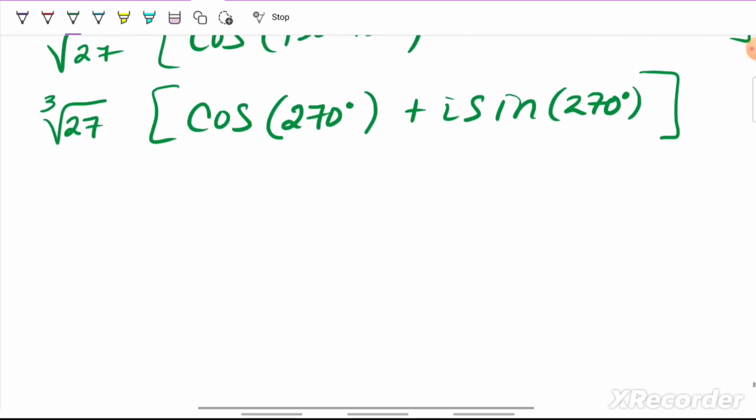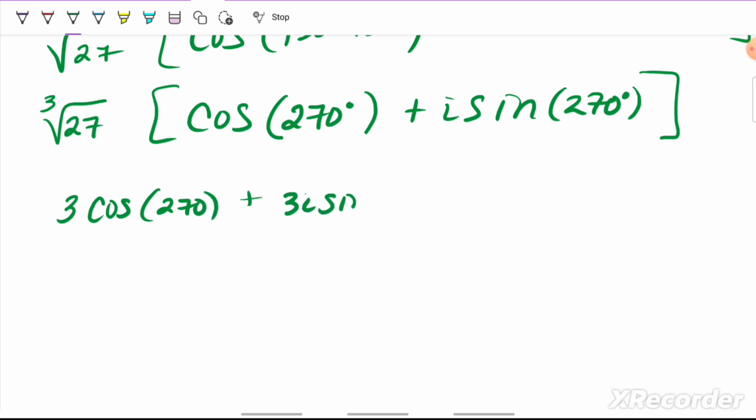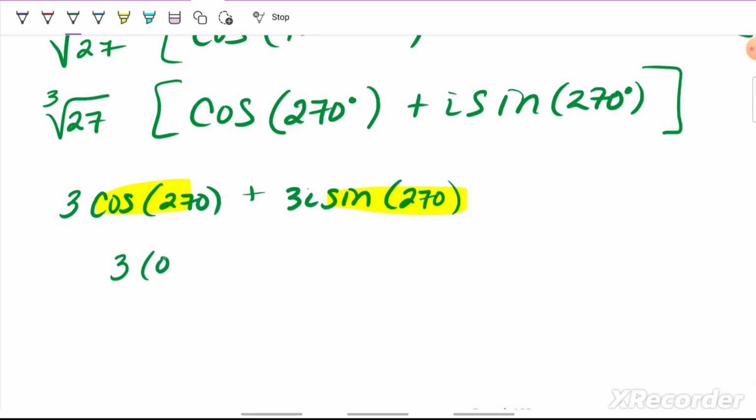And then our last one, again, I'm going to do the cube root of 27 and distribute in one step. So this is going to be 3 times cosine of 270 plus 3i sine of 270. We'll get our exact trig values. Cosine of 270 degrees, well, that's 0. And sine of 270 is negative 1. Our third cube root is negative 3i.